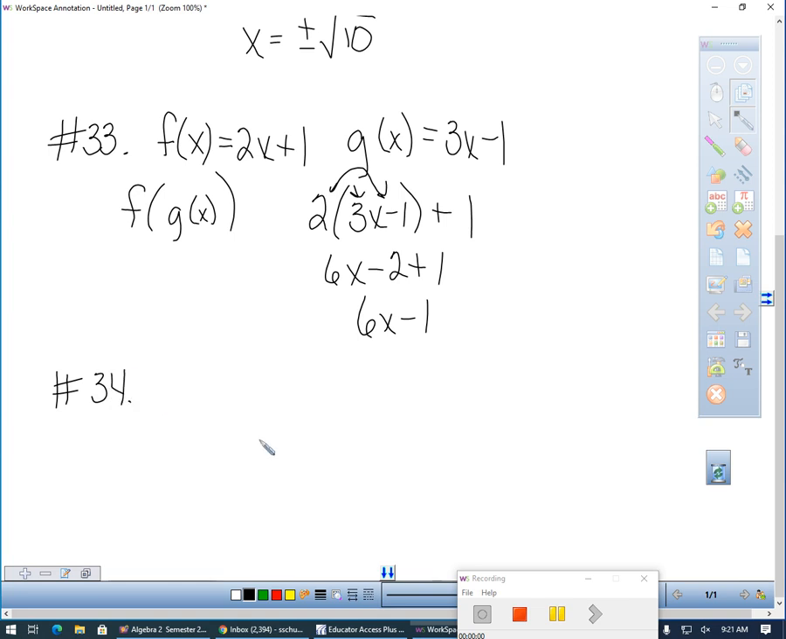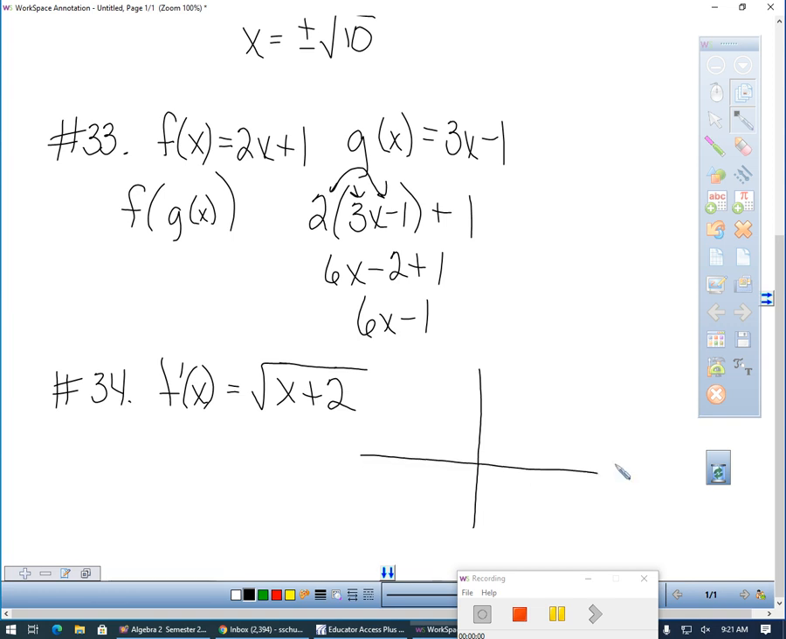Number 34. On number 34, it tells you that f of x is equal to the square root of x plus 2. So I want to start by talking about what that graph looks like. So if I were to graph that, first of all, remember the square root usually starts here and comes around. But this has moved 2 to the left. So we actually have this as our picture.